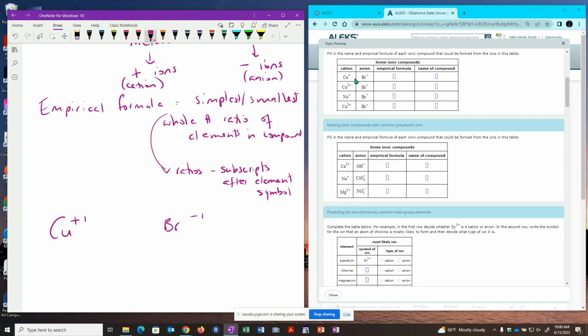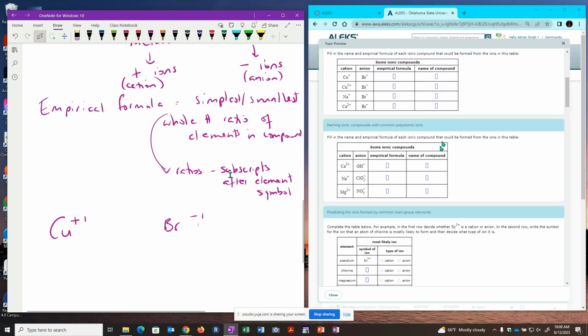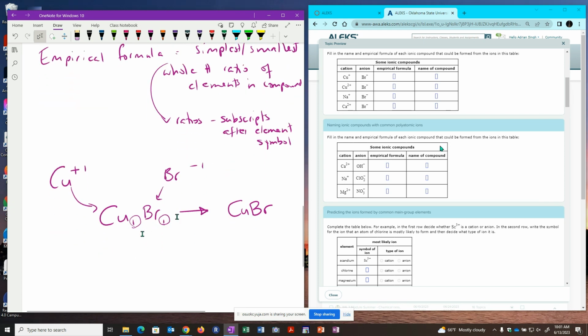So we need to combine these in a ratio so that the charges cancel. Obviously a plus 1 and a negative 1 will cancel out, so these are going to combine in a 1-to-1 ratio, right? We always put the cation first and the anion second, and we put the ratio as subscripts. We don't need ones, ones are understood. So this just becomes CuBr as your empirical formula. 1-to-1 is the smallest whole number ratio possible.